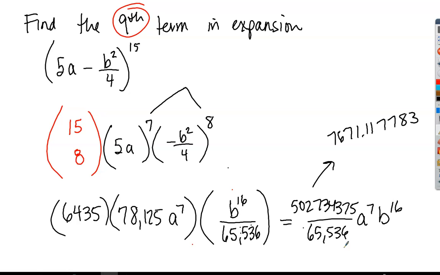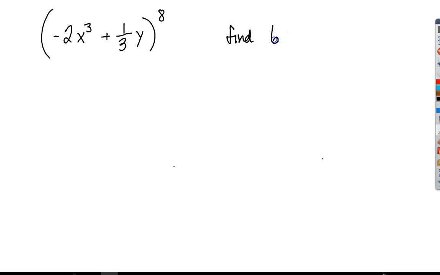Okay, so I'll give you one more and you can try it. You can pause it and try it on your own. Okay, so I'll try to keep the numbers down. So let's put a negative here. Negative 2x to the 3rd, and let's do plus 1/3 y. Just do 1/3 y, and we'll say to the 8th. Okay, so let's say we want to find the 6th term. So again, go ahead and pause it. Notice I'm not saying the coefficient, so I'm looking for the full 6th term.